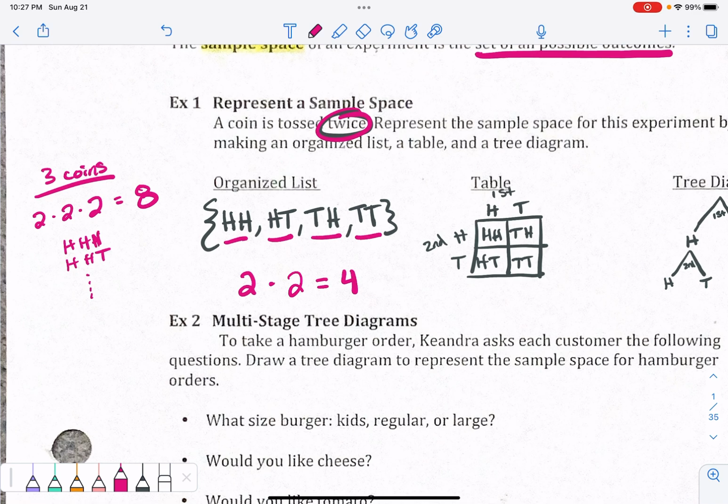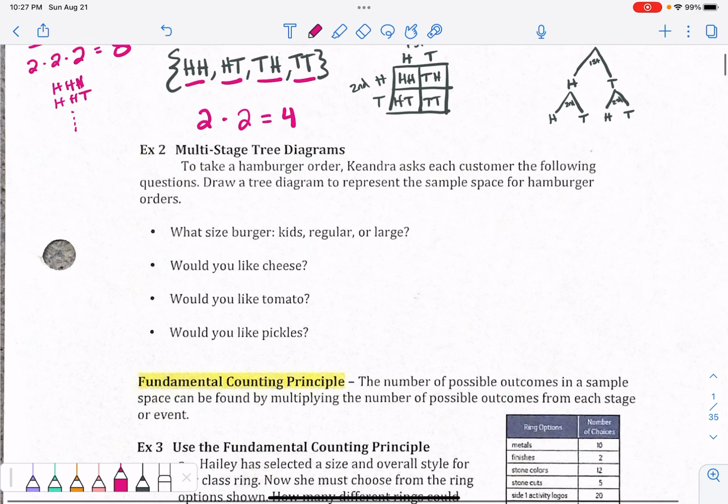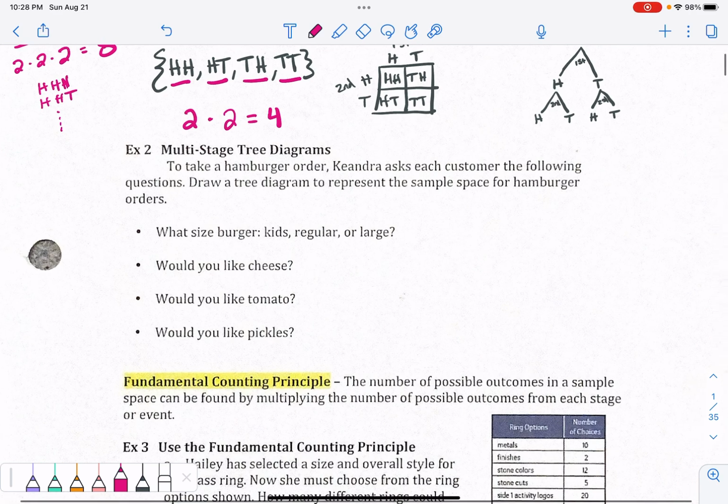Okay. All right. Example 2, multi-stage tree diagram. So this is going to be a massive tree diagram. Be prepared to write really small. To take a hamburger order, Keandra asks each customer the following questions. Draw a tree diagram to represent the sample space for hamburger orders. Okay, here we go.